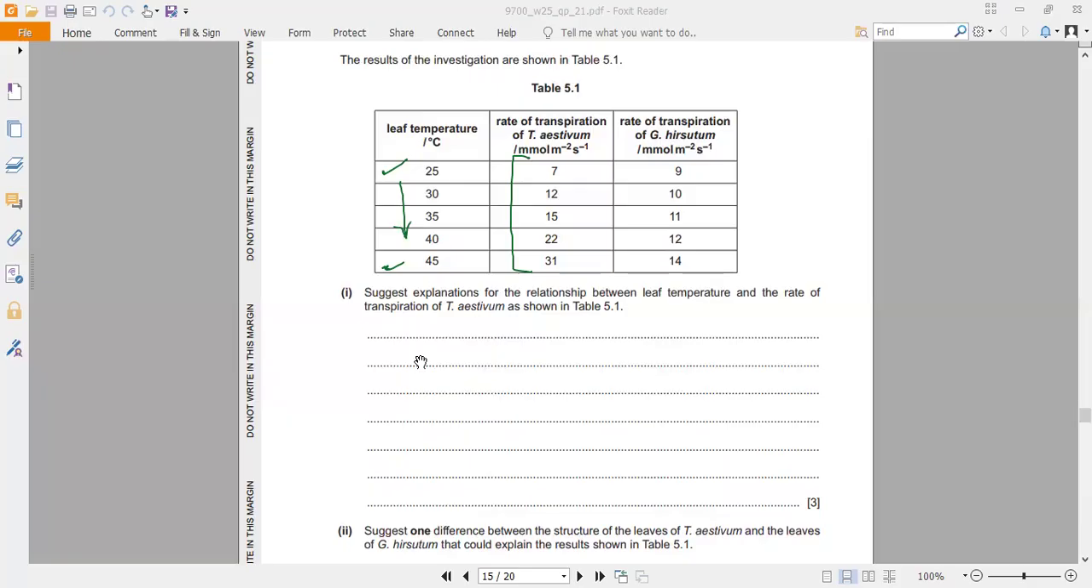Higher temperature increases the capacity of the air to hold moisture. This creates a much steeper water potential gradient between the saturated air spaces inside the leaf and the drier air outside. So there is a high concentration of water vapor inside and a lower concentration outside, so through the stomata more water will be evaporated. Higher leaf temperature provides the latent heat of vaporization required for water to evaporate from the moist cell walls of the mesophyll cells. So the rate of evaporation is directly linked to thermal energy. The supply of water vapor to the substomatal cavity increases.